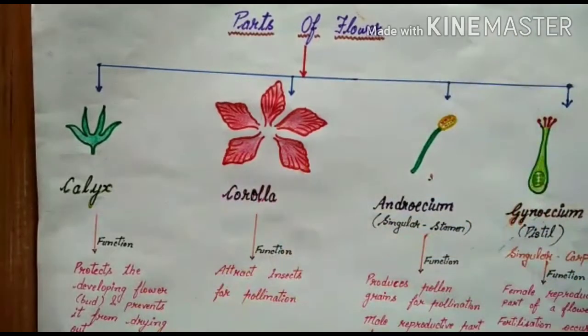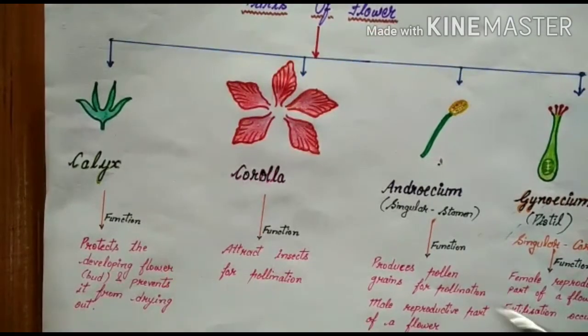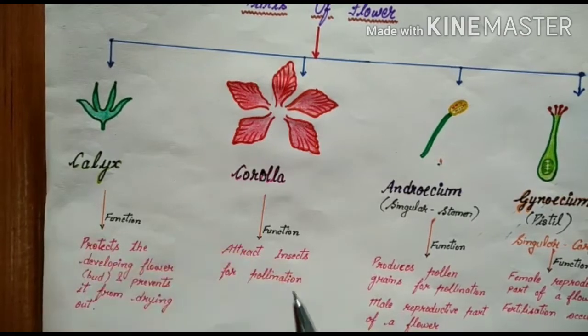So what is the function of calyx? Calyx protects the developing flower, which you can say is the bud, and prevents it from drying out. It protects all the parts inside the bud. And remember, it is green in color.